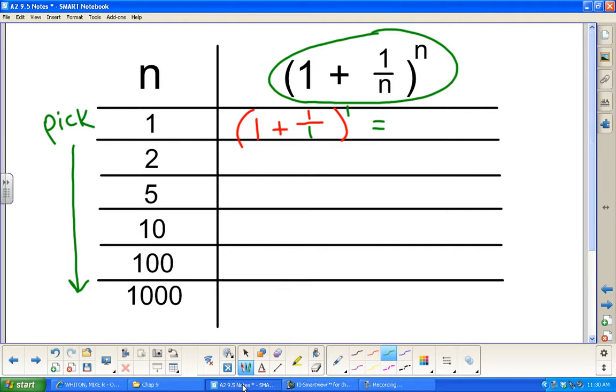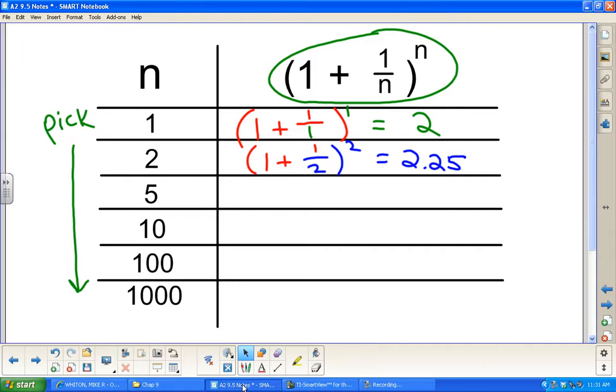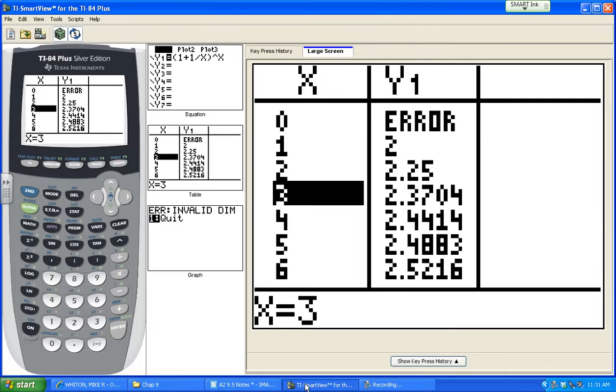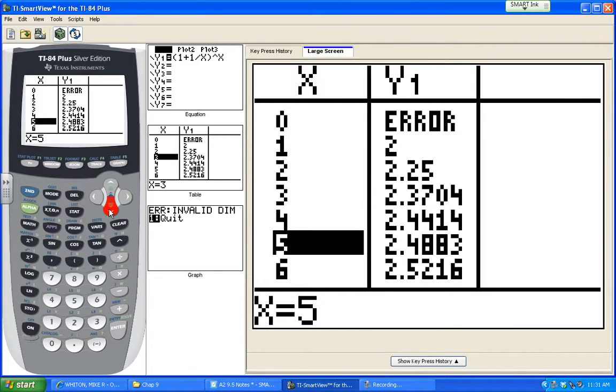And I'm just seeing what this thing equals. So this is just 1 plus 1. It's just 2 to the first. It's just 2. Okay, but when we go to the second piece, if n were 2 now, to the second, so that would be more like 1 plus 1/2, so 1.5. 1.5 squared, I believe, was 2.25. Okay, is that what the table told us here? Yeah, 2.25.